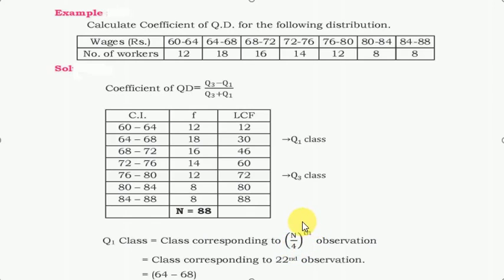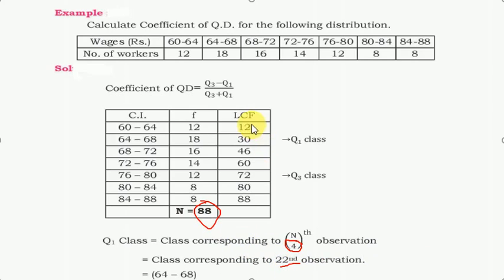Whatever the condition, here it is the n by 4th observation, where n is the number of observations, and since it is a quartile, we divide by 4. Now, what is the number of observations here? The total is 88. So 88 divided by 4 equals the 22nd observation.